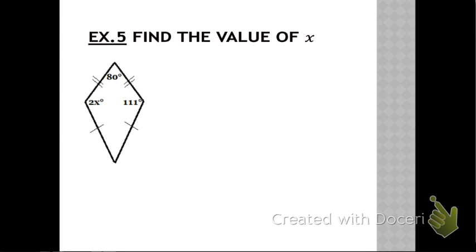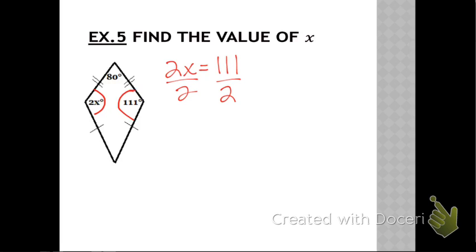Find the value of x. This time we don't know the last angle and we don't need to find it. You need to be able to recognize which two angles in a kite are going to be congruent. In this case, that's going to be the one on the left and the right. They're between the non-congruent sides. So we simply need to set up an equation that says 2x is equal to 111.